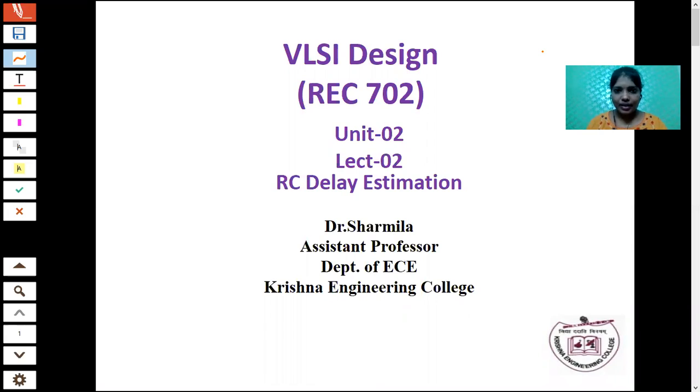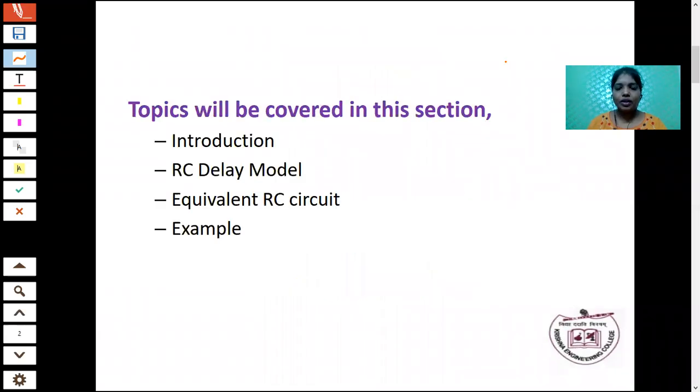In today's VLSI design lecture series, we are going to see about the RC delay estimation. The topics which I am going to cover in this section are introduction, RC delay model, equivalent RC circuit and examples. Before we go into today's section, I want to give some introduction about the delay which I have covered in the last lecture.